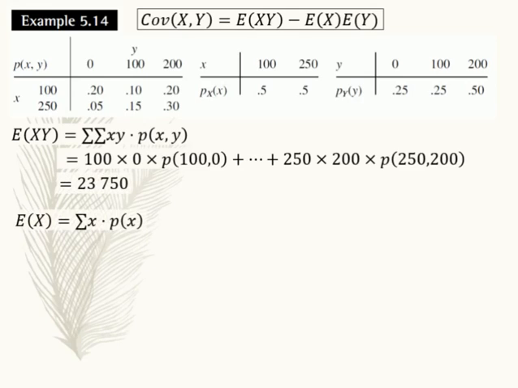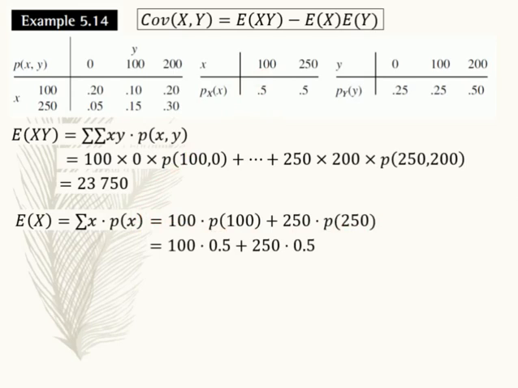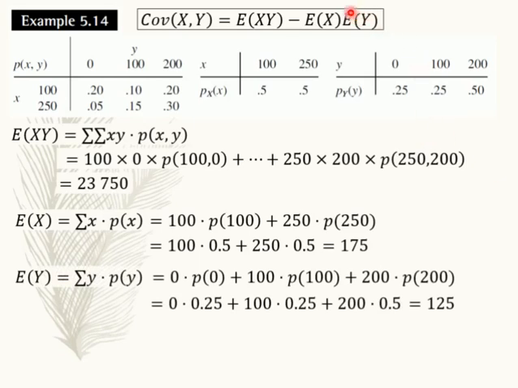Now remember, in the univariate case, it was just x times p(x). Remember, p(x) is just the marginal distribution of x, the same distribution you had in chapter 3. So it's just this one. You take all the x values and multiply by the corresponding probabilities. So 100 times p(100), 250 times p(250), and ultimately you get 175. Now you follow the same procedure to get the expected value of y, because you need that there. Same as you did in chapter 3.